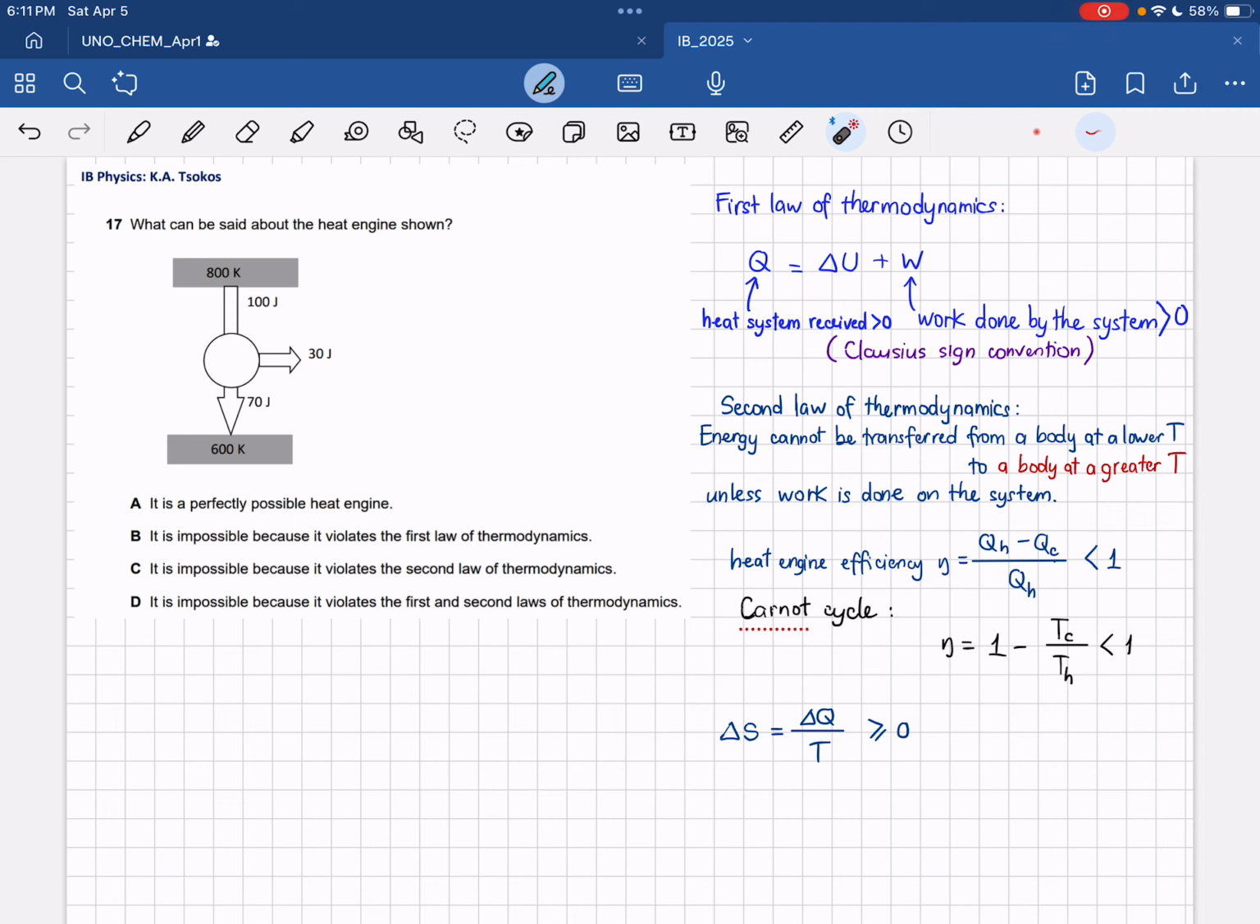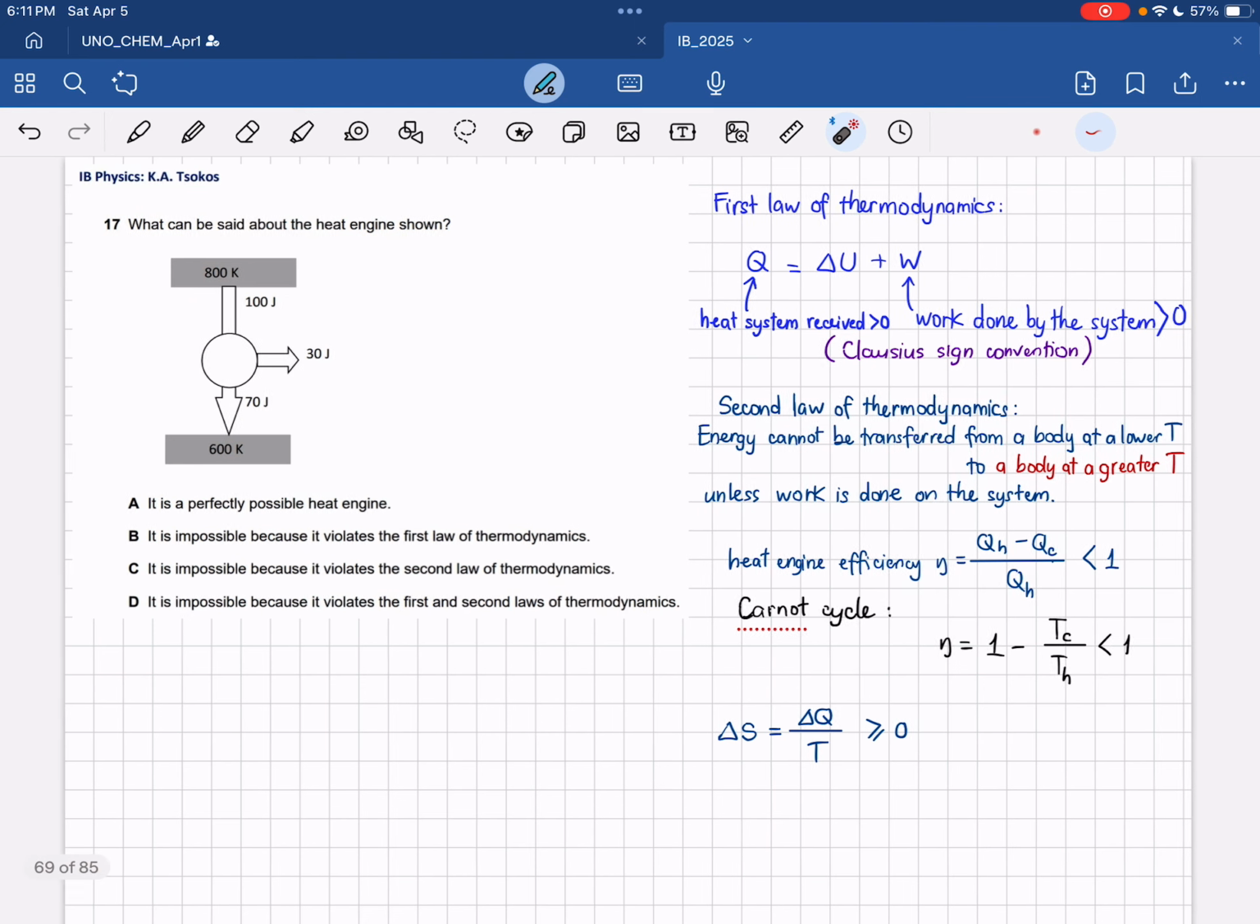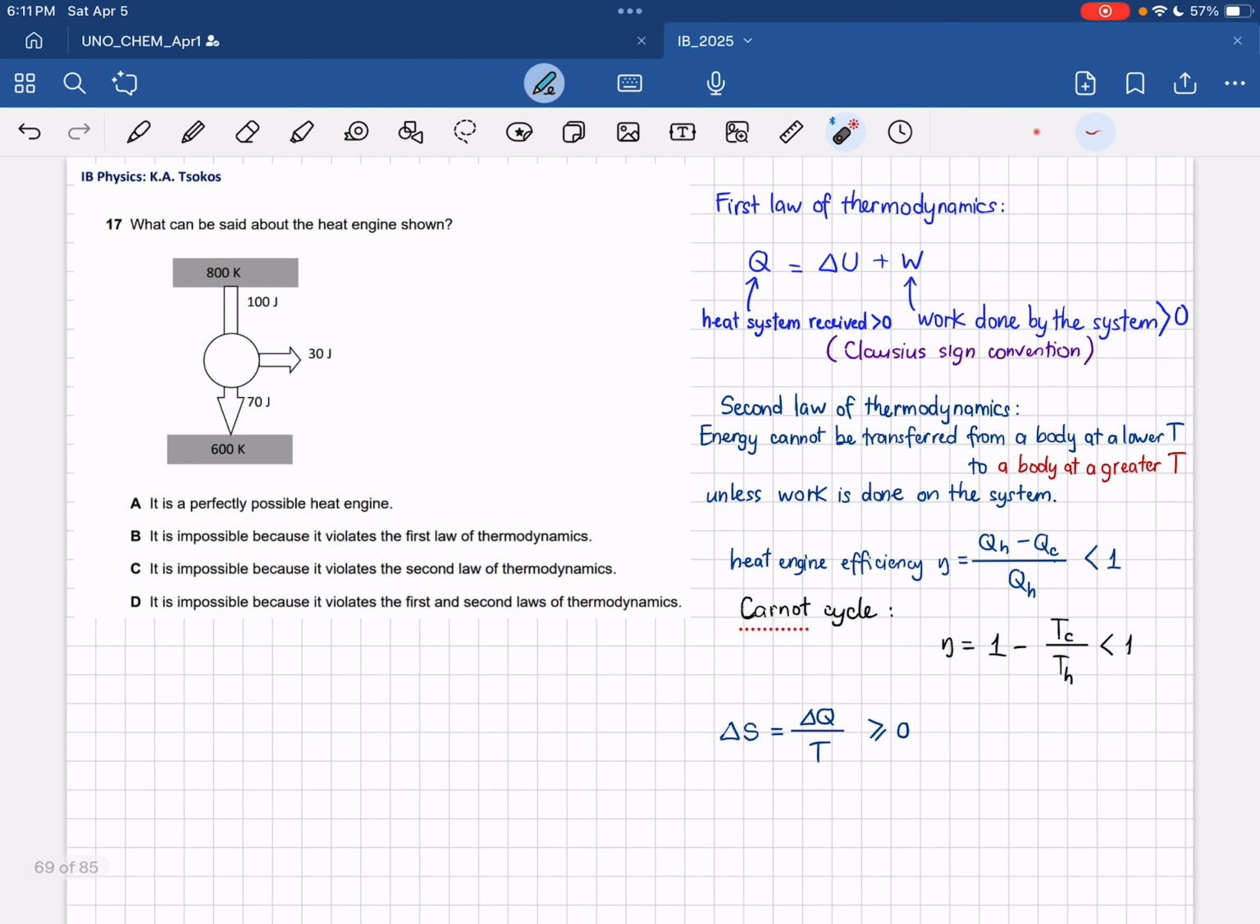The second law of thermodynamics is stated like this: energy cannot be transferred from a body at a lower temperature to a body at a greater temperature unless work is done on the system. So basically it's saying that by natural flow, the energy flows from a higher temperature to a lower temperature. That's it, right? And when we want to express this law in mathematical form, we have two ways.